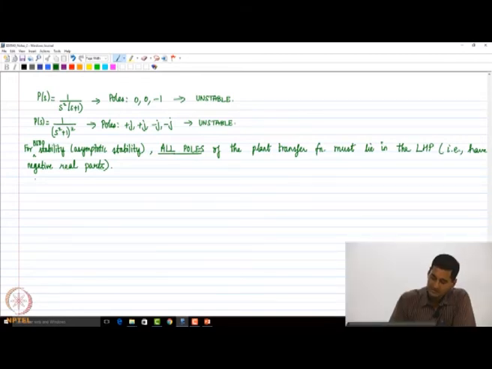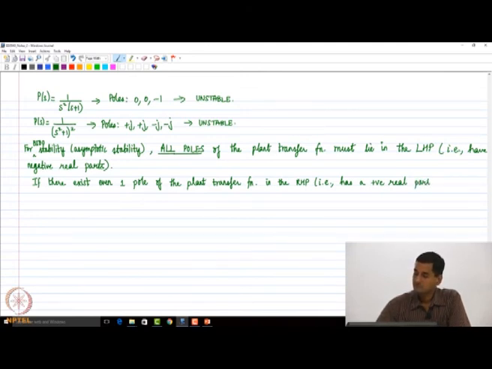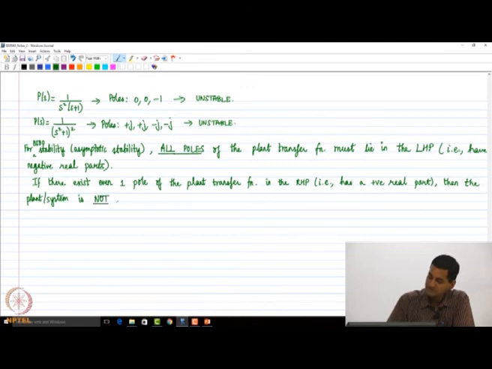Okay, if there exists even one pole of the plant transfer function in the right half plane, that is, has a positive real part, then the plant or the system is not BIBO stable. Or in other words, we will say it is unstable.